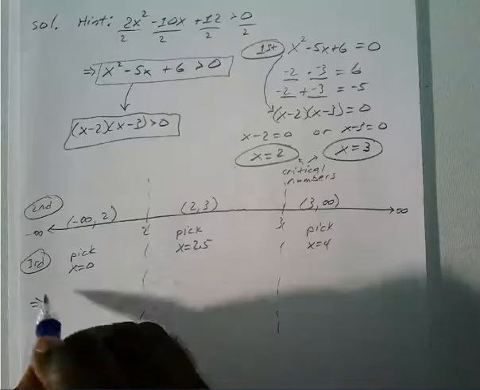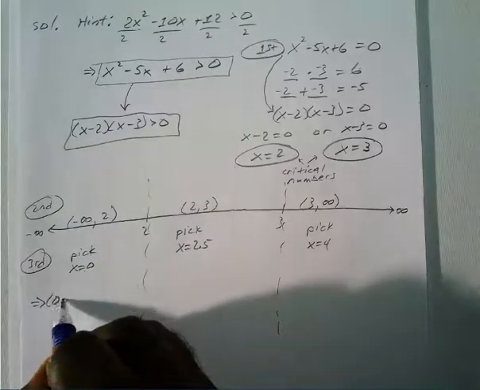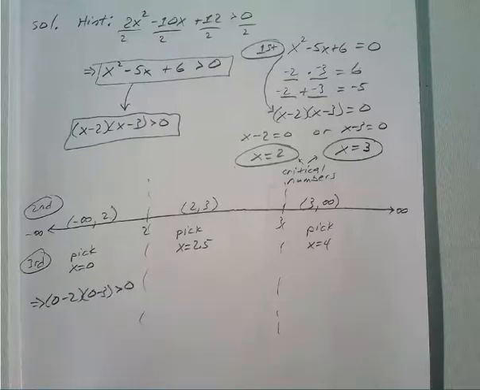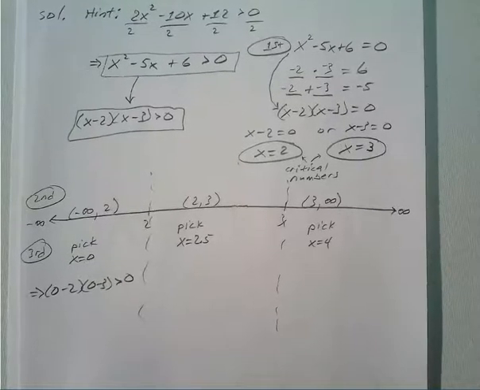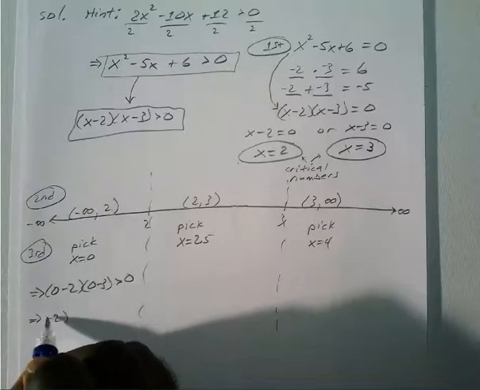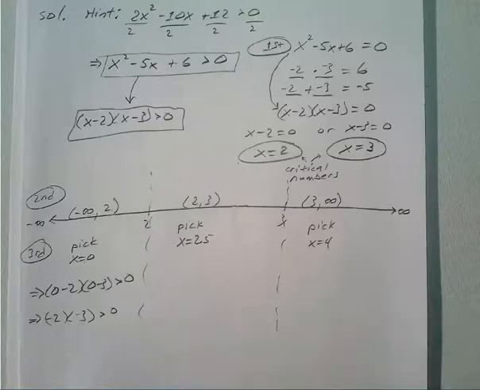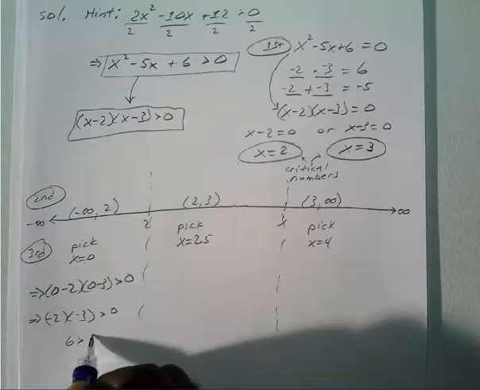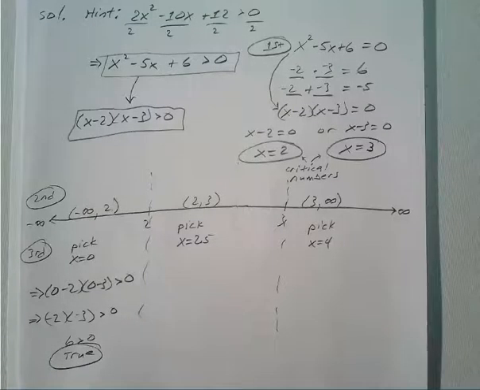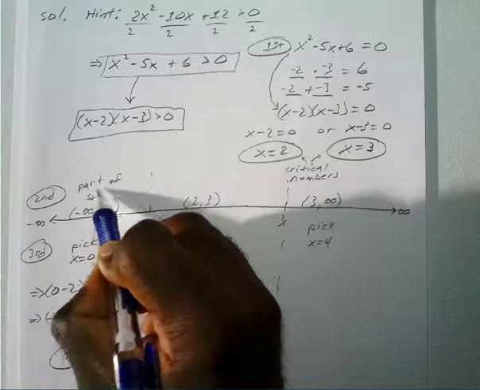So if we plug in x equals 0, that's 0 minus 2 times 0 minus 3 is greater than 0. 0 minus 2 is negative 2, and 0 minus 3 is negative 3. So that gives us 6 is greater than 0, which is true. So this is part of the solution.